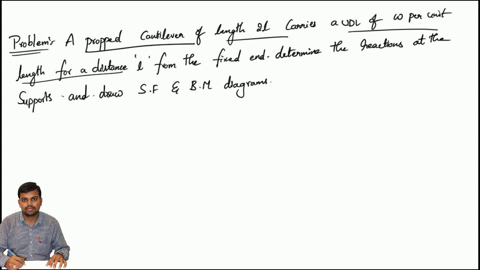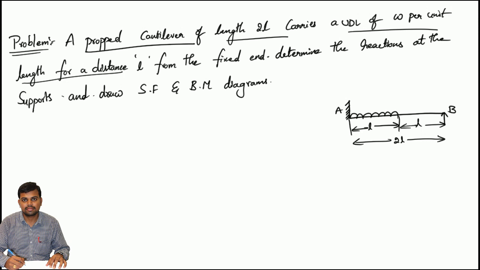If you consider here, we are considering a propped cantilever beam which is carrying a prop at the free end, that is at B, and it is carrying a UDL up to a certain distance of L. Here the total length of the beam is 2L. Up to here its length is L, and up to here its length is L. So the total distance of the beam is 2L.